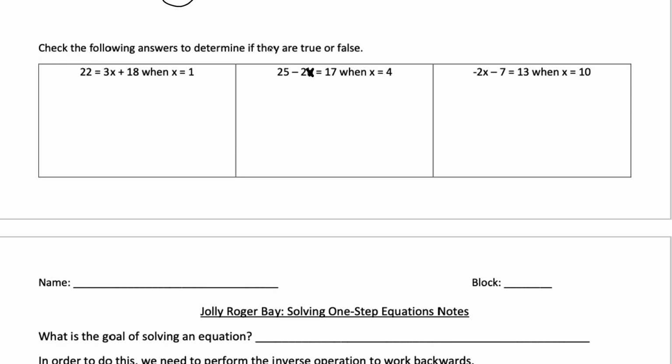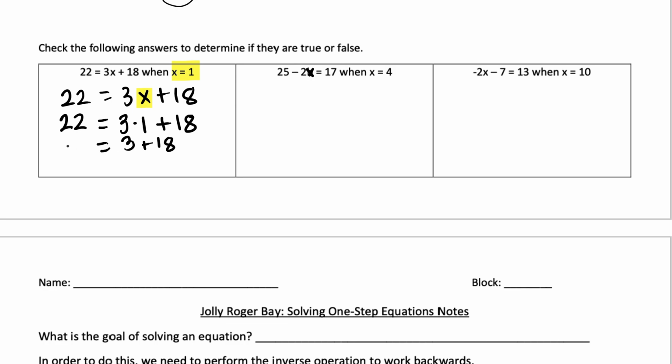So we're going to check the following answers to determine if they are true or false. So this equation says 22 should equal 3x plus 18 when x is 1. So we're going to test it out. We'll replace our x value with a 1 here. Remember, when we have a variable and a coefficient next to each other, we're going to multiply. So this becomes 3 times 1 plus 18 should equal 22. 3 times 1 is 3. We add 18 to that, and that becomes 21, which is not 22. They're close, but it's not equal, and therefore x equals 1 is not the solution to this equation, so that would not be true.